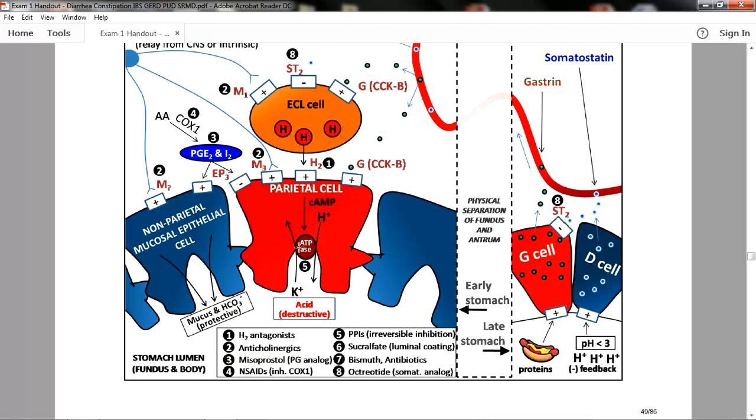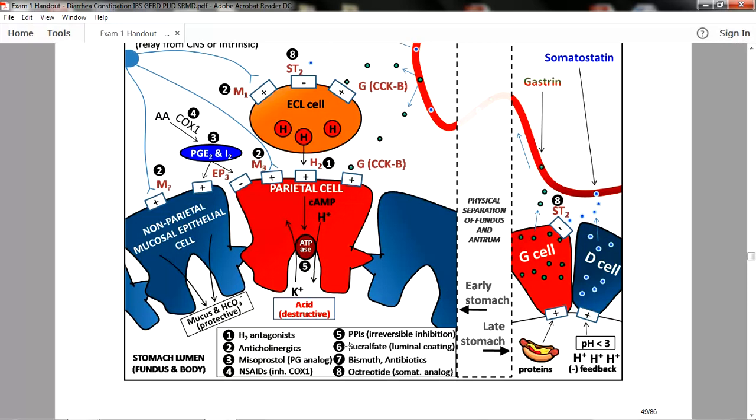Okay, that's because they directly block the acid pump. They don't block a signal prior to it. They directly block the acid pump itself. So that really is a very direct way of stopping that acid pumping into the lumen.